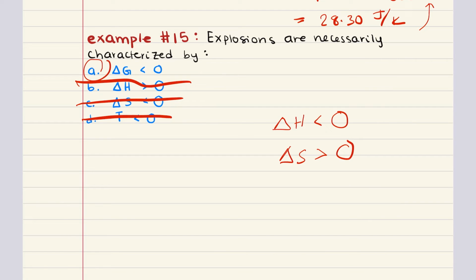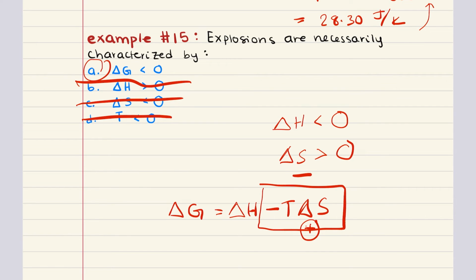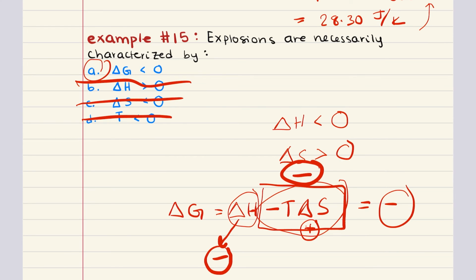Now, let me tell you why this is true, not just because it's the only answer choice that's left, but because we can set up our expression for delta G. It's going to be equal to delta H minus T delta S. Now we know that delta S is positive, which means the minus T delta S term is going to be negative. And we also know that delta H is negative. If delta H is negative and this term is negative, delta G is going to be negative, indicating that this reaction is spontaneous. And that is why answer choice A is correct for problem 15.